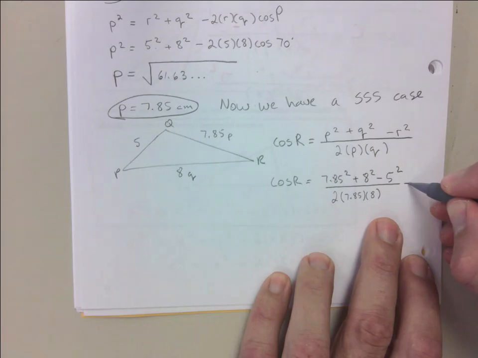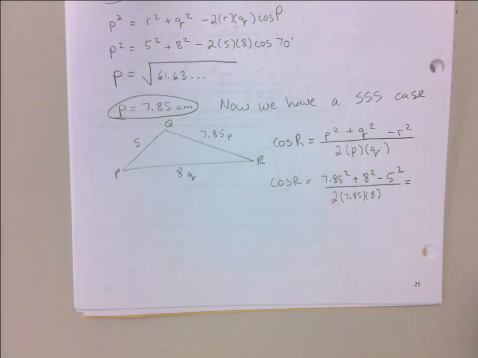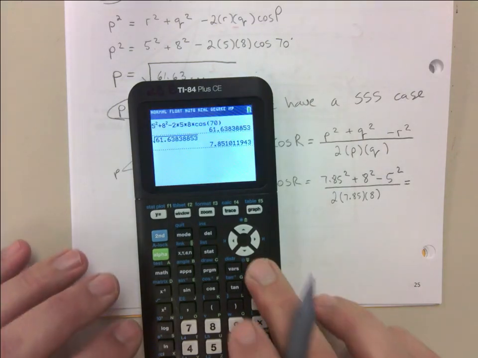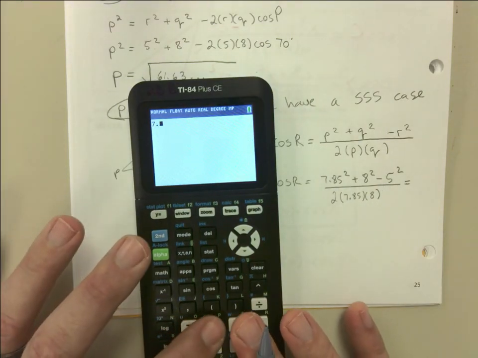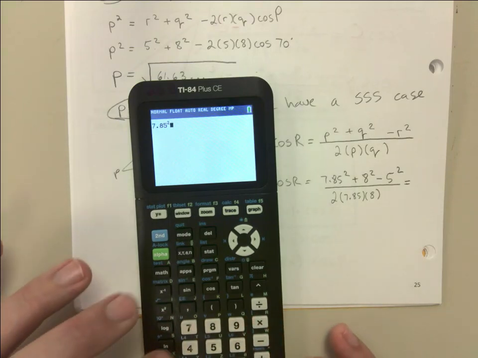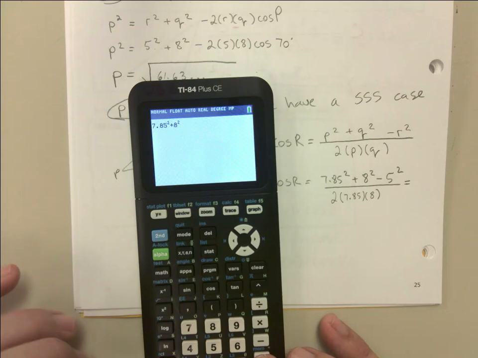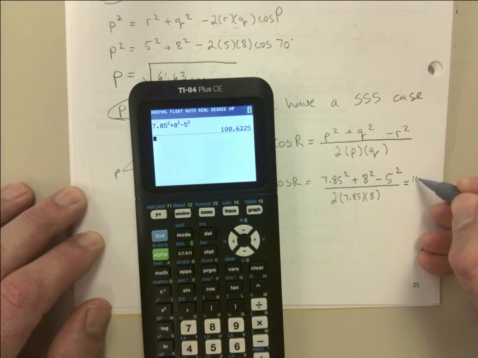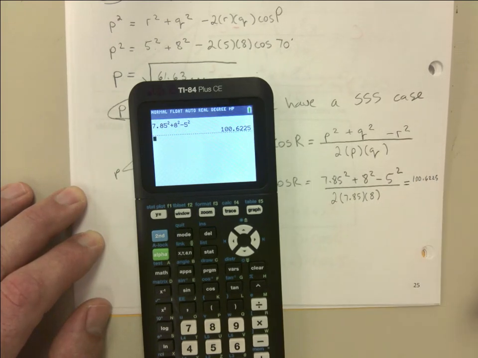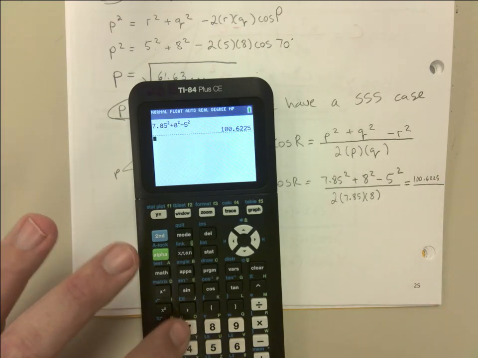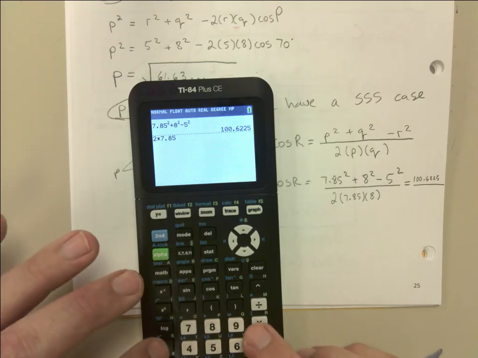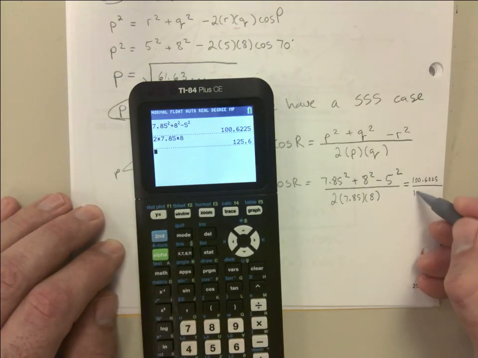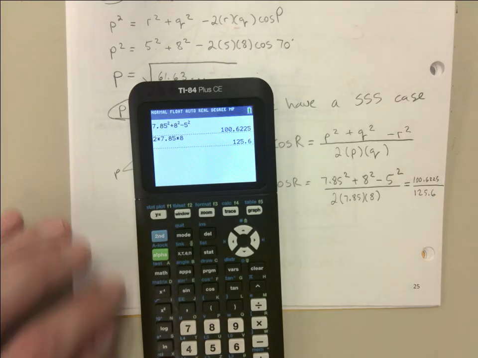And now you want to be careful. You cannot do this in one shot. I would not recommend it, at least. You can, but let's type in the top: 7.85 squared plus 8 squared minus 5 squared. Put that number down with all decimals: 100.6225. All decimals, okay? Then it's 2 times 7.85 times 8. That's 125.6.